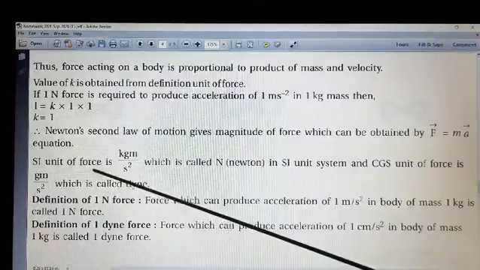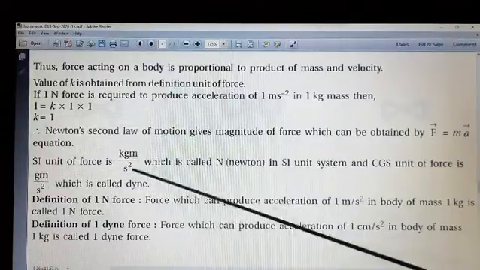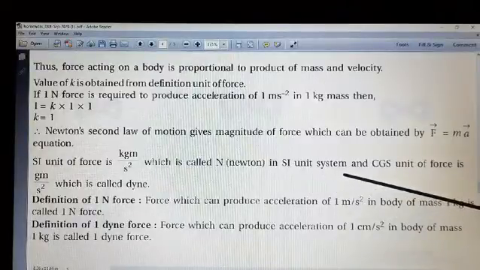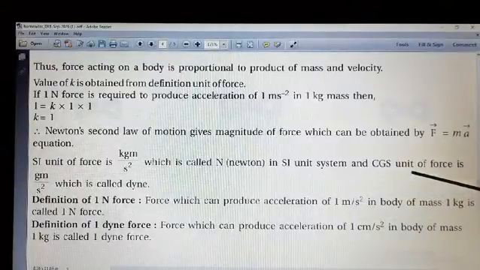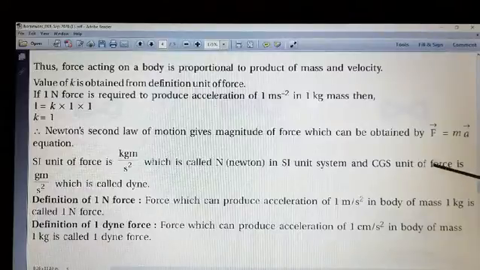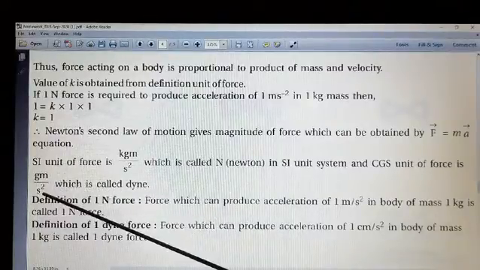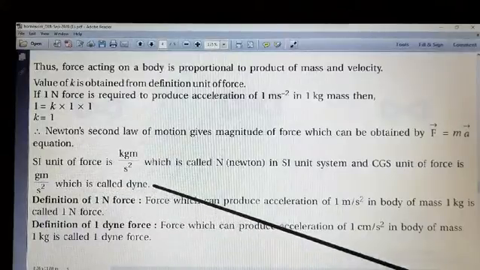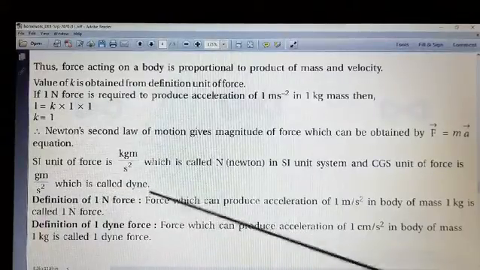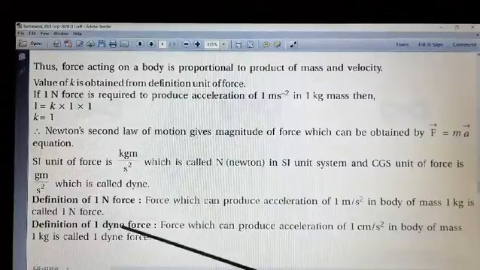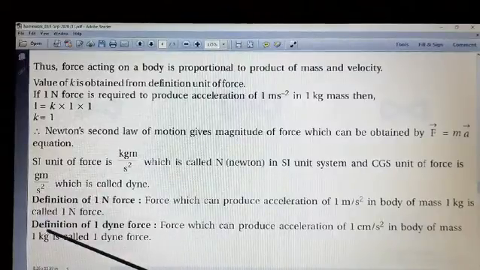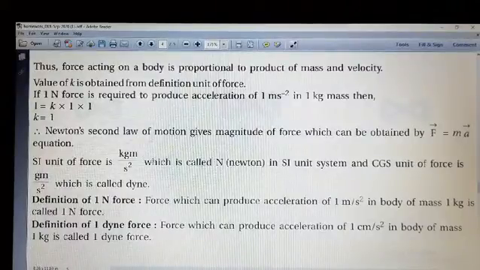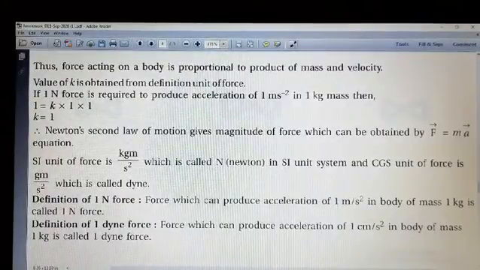And the SI unit of force is kg meter per second square, which is called Newton in the SI system. And the CGS unit of force is gram centimeter per second square, which is called dyne. And friends, here the definition of 1 Newton force and the definition of 1 dyne force, you prepare it. It is very easy.